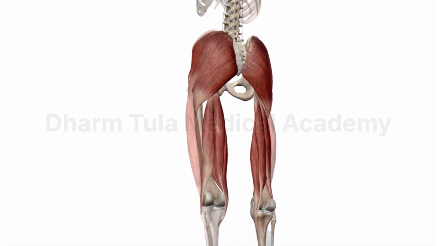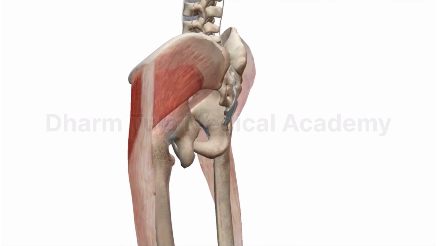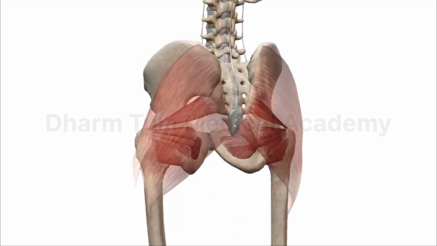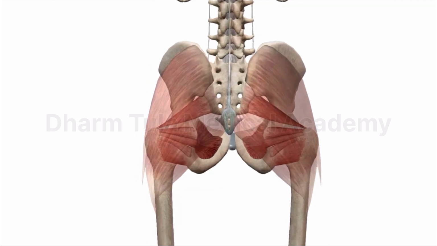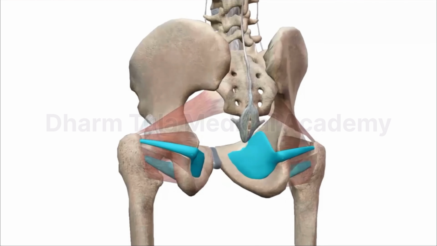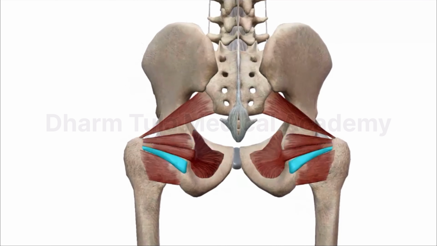Hip extension is primarily performed by the gluteus maximus and hamstrings. Hip medial rotation is primarily performed by the gluteus medius, gluteus minimus, and TFL. Hip lateral rotation is performed by a group of muscles. These include the gluteus maximus, piriformis, externus and internus obturators, superior and inferior gemelli, and quadratus femoris.